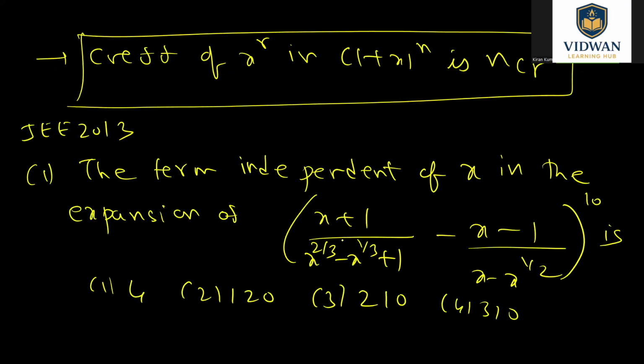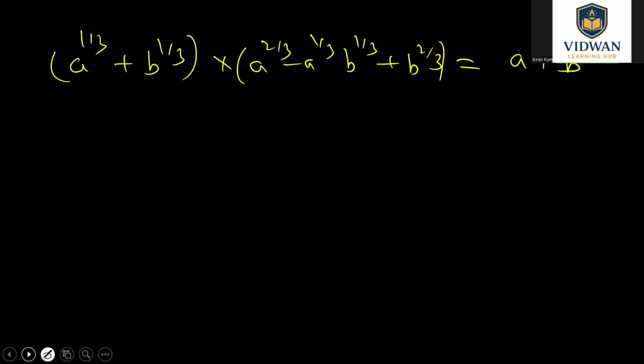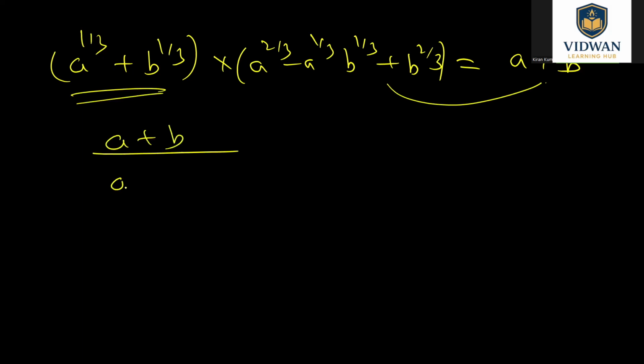So using this, it is in the form of a plus b by a power 2 by 3 minus a power 1 by 3 b power 1 by 3 plus b power 2 by 3. So it is a division of these two. It should be this value. So if it is a plus b divided by this term, a power 2 by 3 minus a power 1 by 3 b power 1 by 3 plus b power 2 by 3, the division of this will be a power 1 by 3 plus b power 1 by 3. So it is in this format.